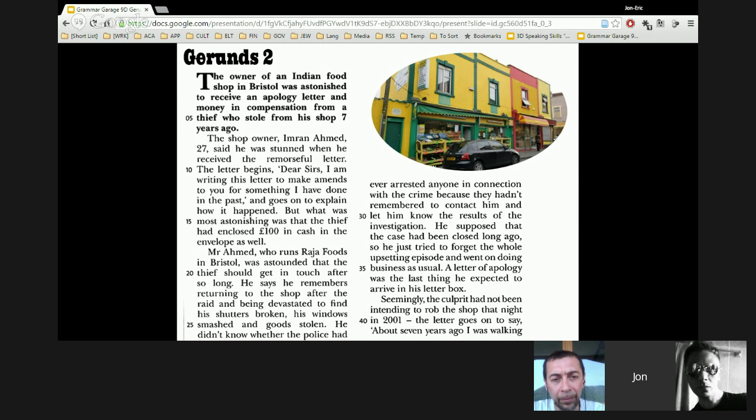Giancarlo, in your paragraphs, we had this expression: I am writing this letter to make amends to you. What do you think he means by that? To make amends to you, it's similar to saying I'm sorry. More than that. To make amends is the same as to make up for a wrongdoing. To make up for something.